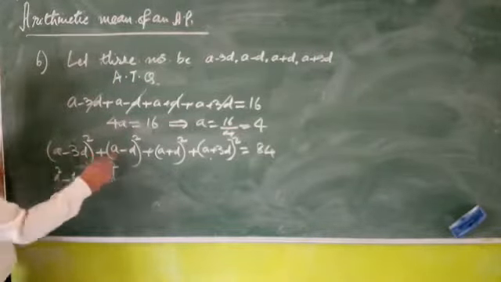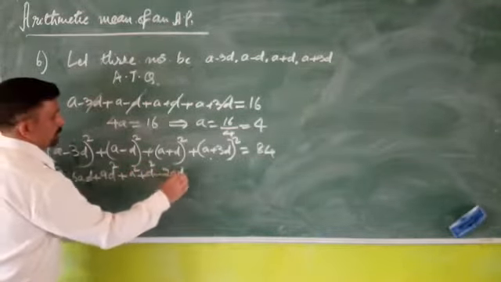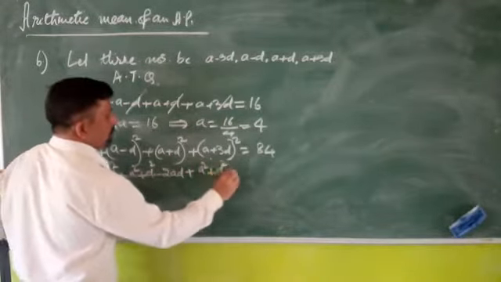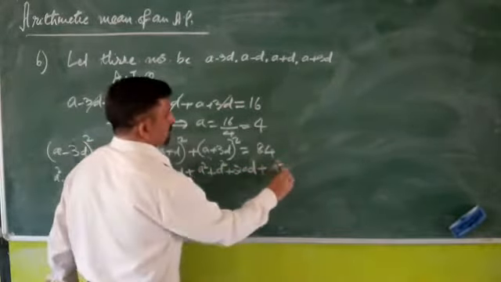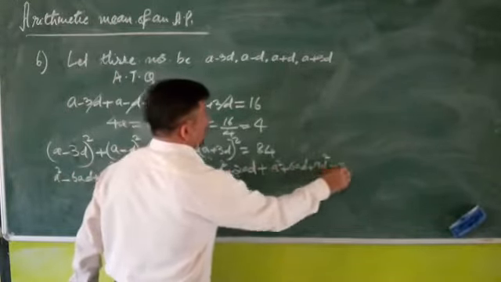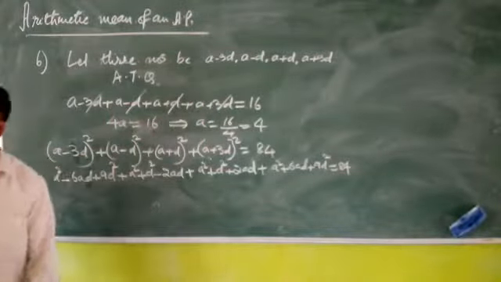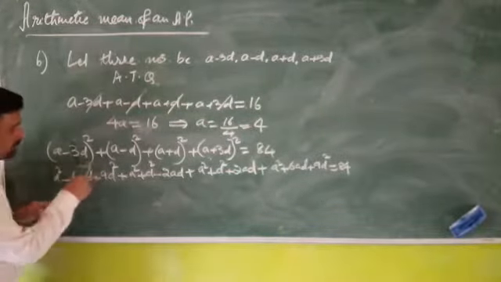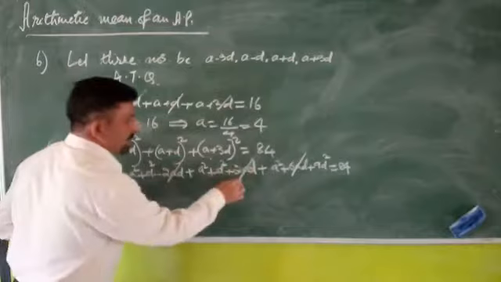First perfect square. Another: a² + d² − 2ad. Now this one: a² + d² + 2ad. Last: a² + 6ad + 9d², and this is equal to 84. We expanded all the perfect squares here. Is it okay? It looks lengthy, right? But see how easy it is. Minus 6ad and plus 6ad cancel. Minus 2ad and plus 2ad cancel.